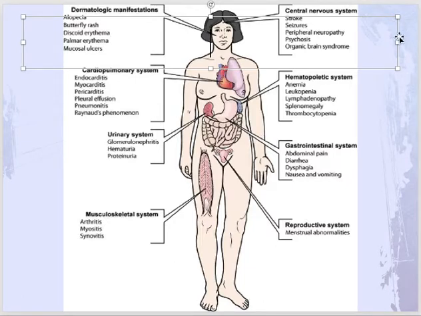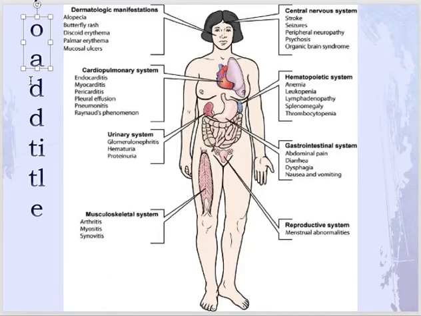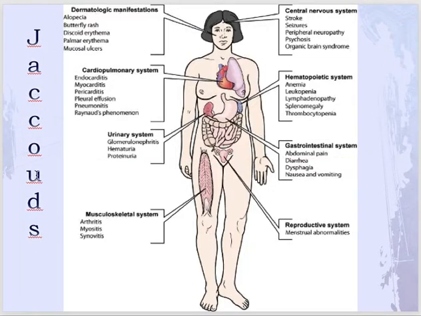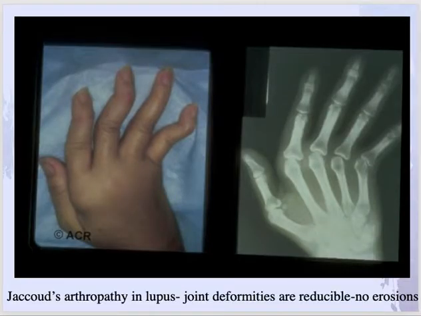Jaccoud's arthropathy. When the joints are deformed and it looks like rheumatoid arthritis, we call it Jaccoud's arthropathy in lupus. Joint deformities are reducible. There are no erosions. You can see in the X-ray that there is no erosion in the joints. All the bones are nice, and you cannot see much change. So this is called Jaccoud's arthropathy.